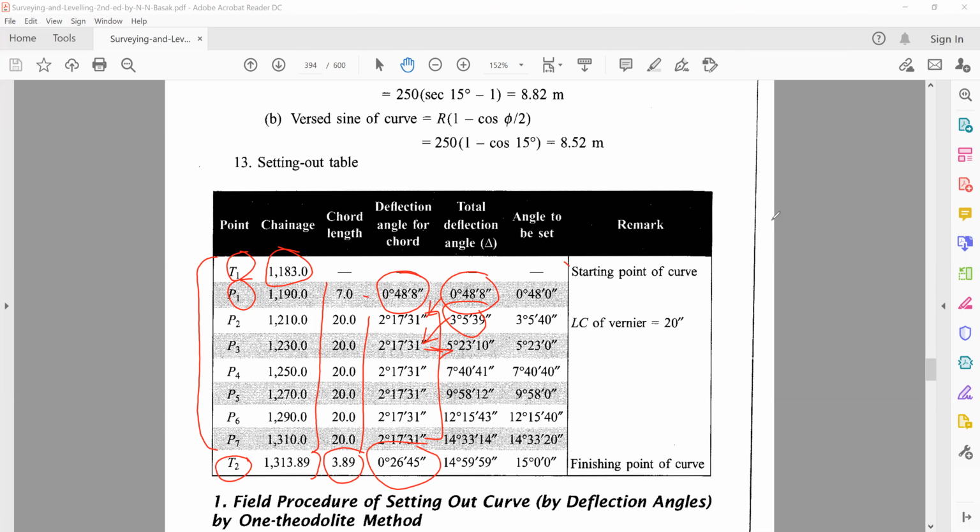And then the angle to be set on the theodolite depends on your least count. If the least count is 5 seconds or 10 seconds, depending on that, you can round them off to the nearest value and set it up on your theodolite. So this is basically how you design the curve. By that we mean to find out different aspects of the curve, and then this table helps you in setting out the curve in the field.